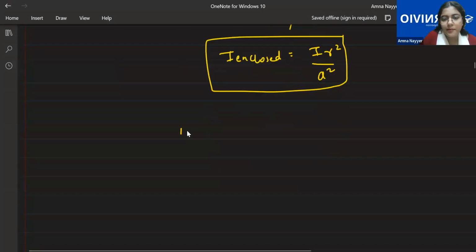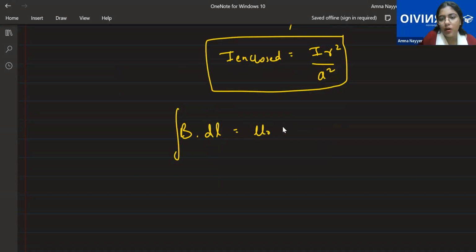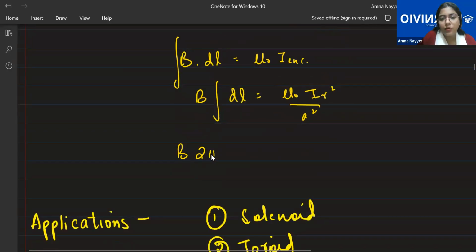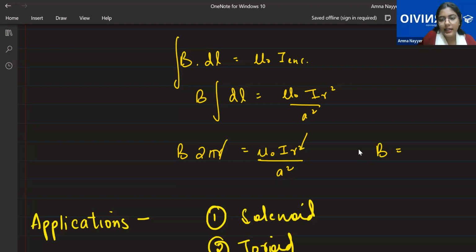Now the question is very simple. Exactly the same steps that we have done. B dot dl is equal to mu naught I enclosed. So B will be taken out. Integral of dl will be left is equal to mu naught into I r square by a square. Integral of dl we already know, this is B into 2 pi r is equal to mu naught I r square by a square. One r will be cancelled. Formula of magnetic field will be mu naught I r divided by 2 pi a square.